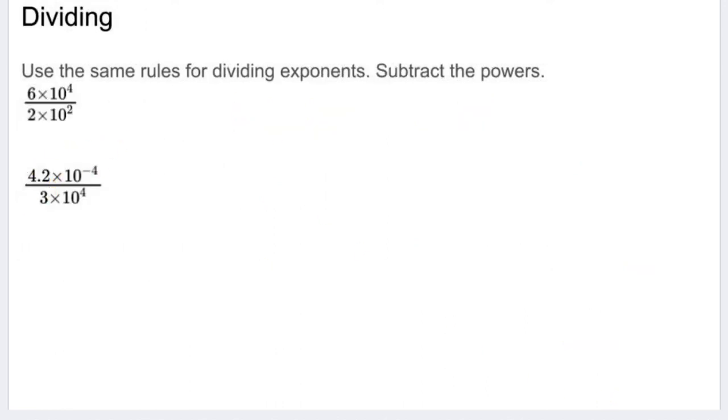Last but not least, we have dividing. Remember, the rule for dividing is we're going to subtract the powers. The rule for the coefficients is the same. So we have 6 divided by 2 times 10 to the 4 minus 2. 6 divided by 2 is 3, and 4 minus 2 is 2. So 3 times 10 to the second is what you're going to get. And check to make sure, is this in scientific notation? Yes, it is. The decimal, even though we didn't write it down, is right behind the 3.